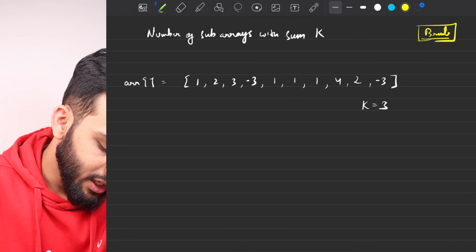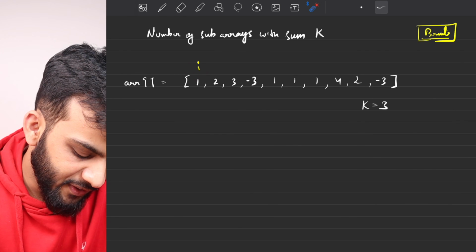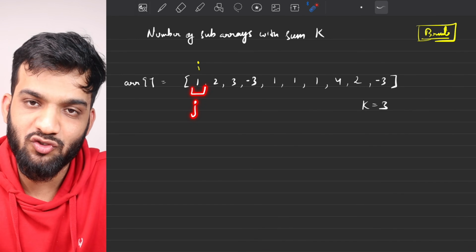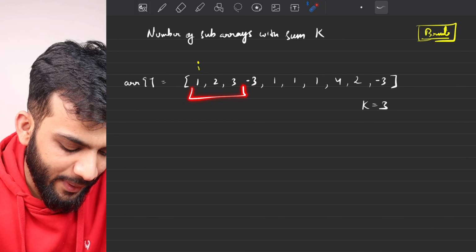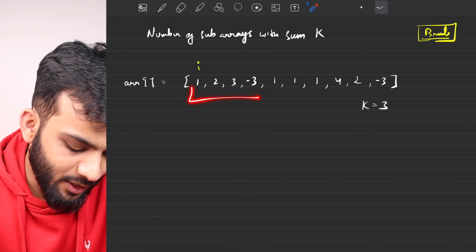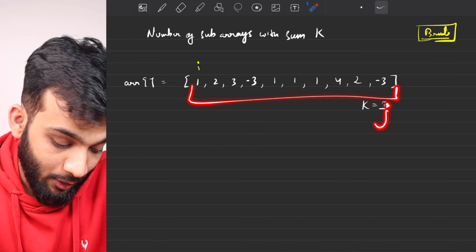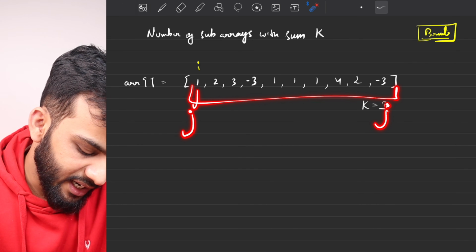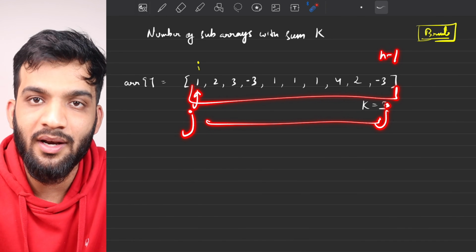So can I say, if I put a pointer i over here, initially when i is here, the first subarray is this, so I can keep i, j here. The next subarray is this, so I can move j. The next subarray is this, I can go here. Next subarray is this, and similarly I can move j till the last, which basically means j started from here, and j went on till the last index, which is n minus 1, right?